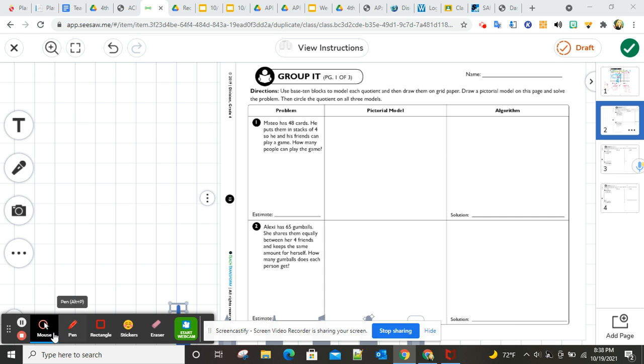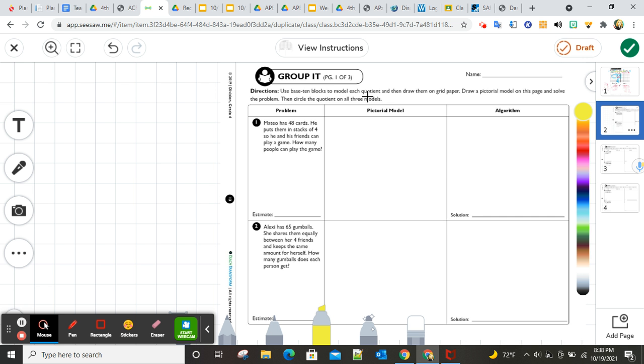So if we look at the first problem, I'm going to activate my highlighter and I see that I have 48 cards. Mateo has 48 and he puts them in stacks of 4 so he and his friends can play a game. This problem sounds very familiar. So these two problems should be review for you because we've already solved a problem like this.